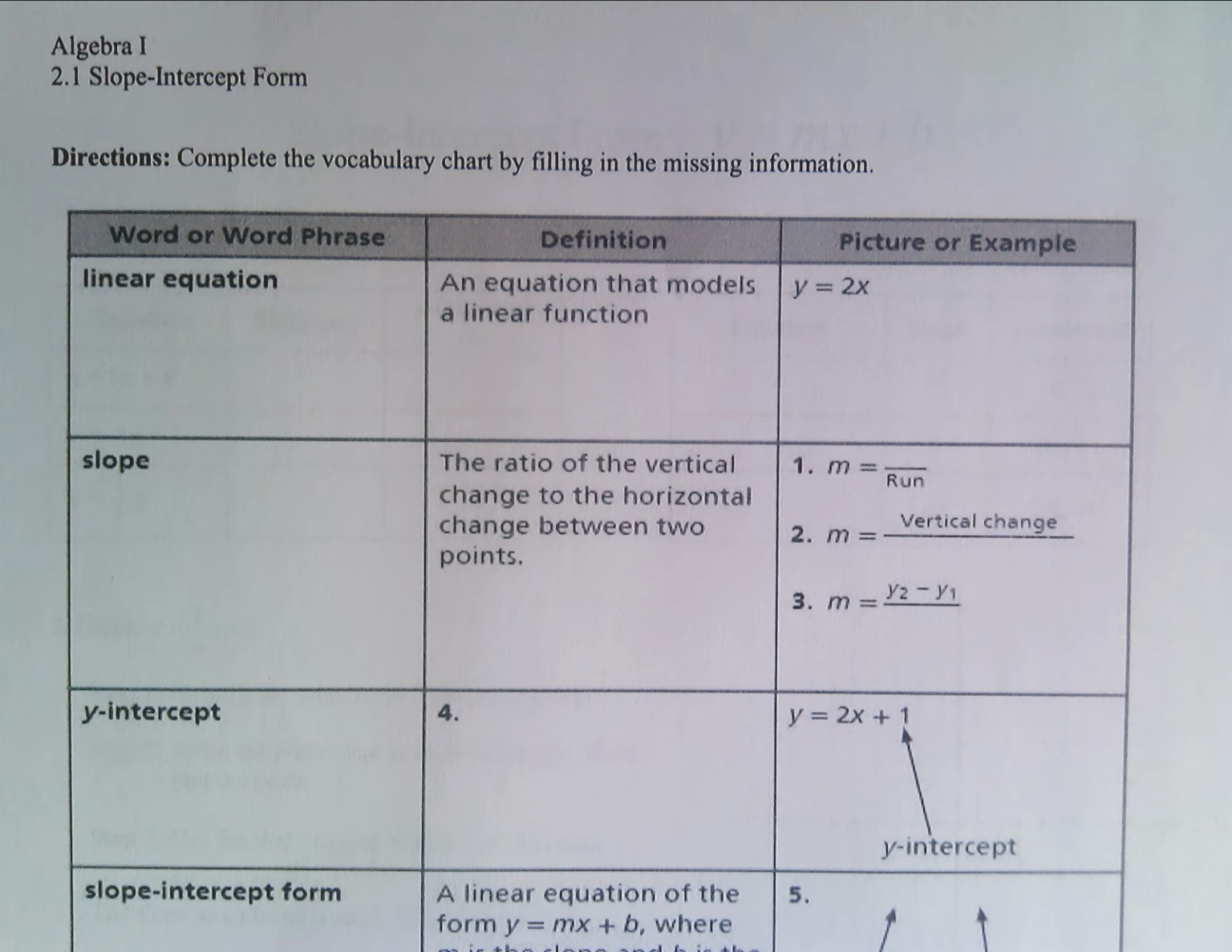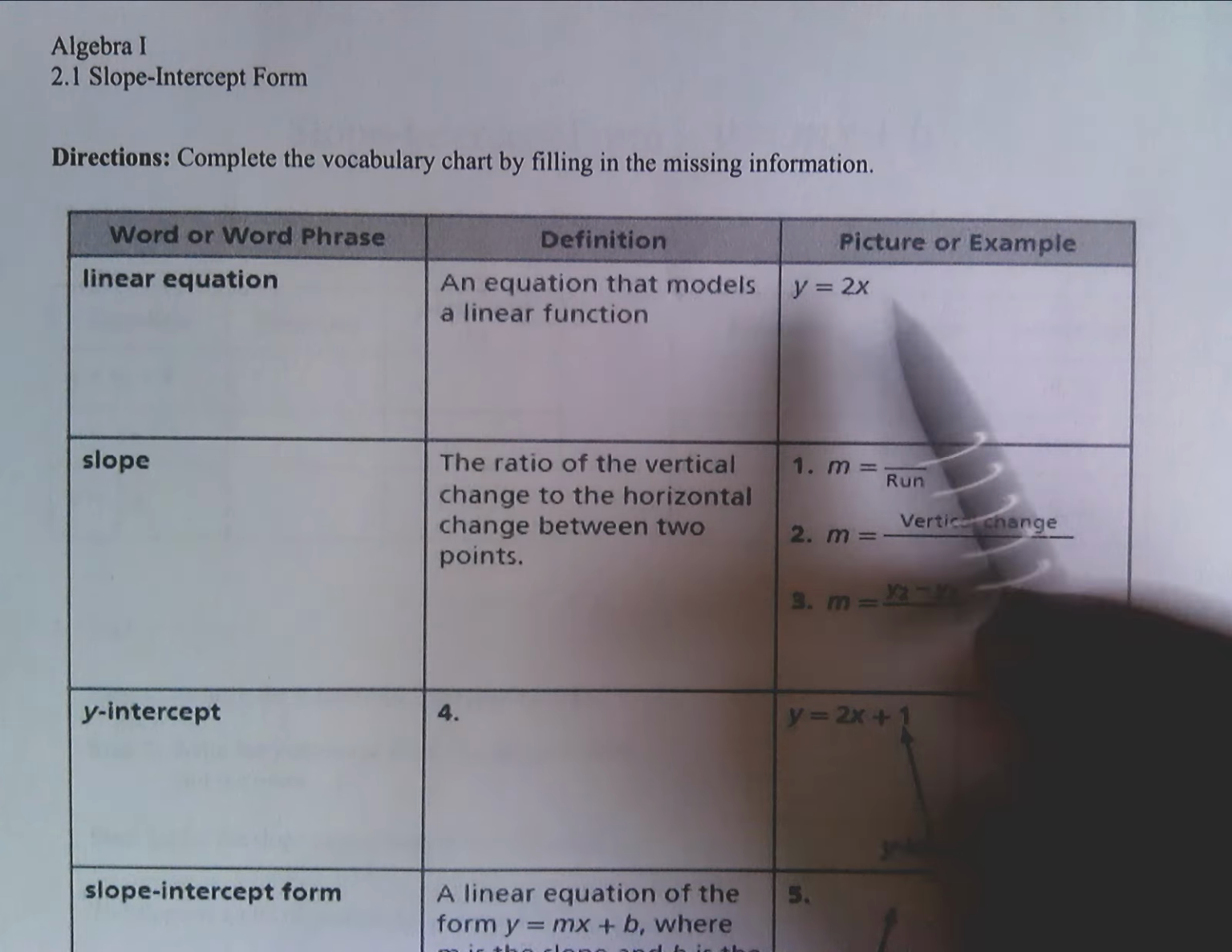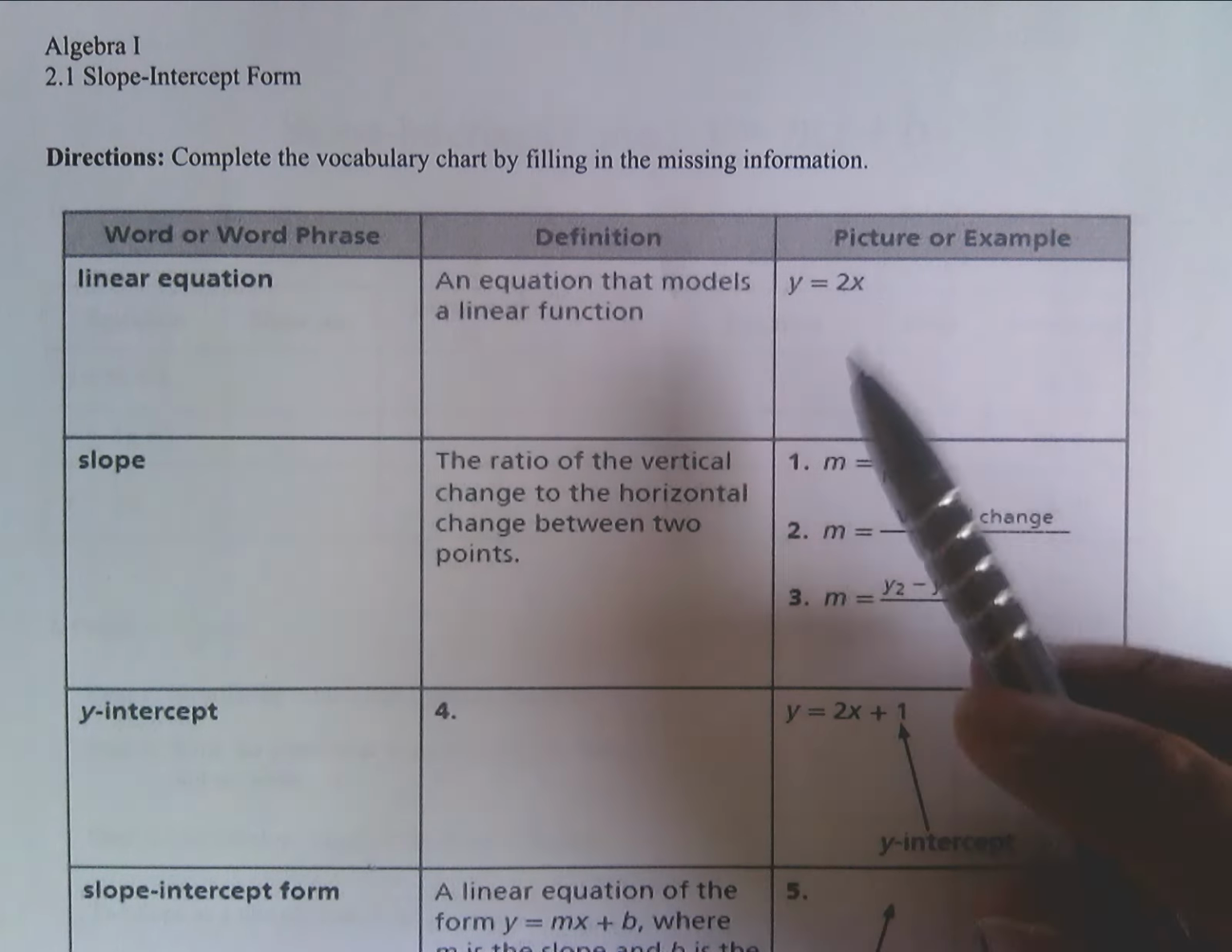The first is a linear equation. A linear equation is an equation that models a linear function. An example of this would be y equals 2x. The graph of this equation would be a line.